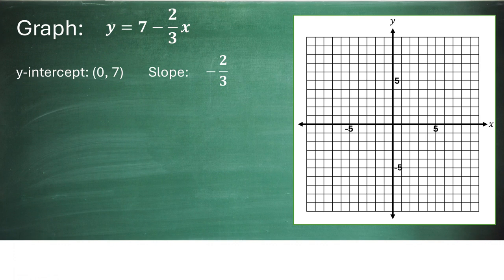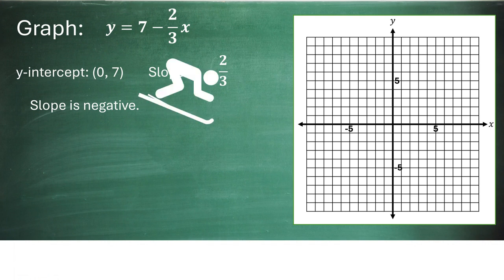So I know when I graph this, because my slope is negative, that my line should be heading downhill, much like a skier skiing down the side of a mountain. So our line will start high on the left and end low on the right.